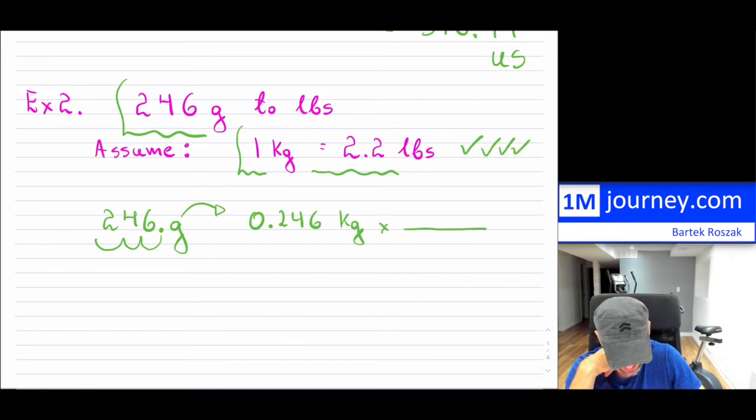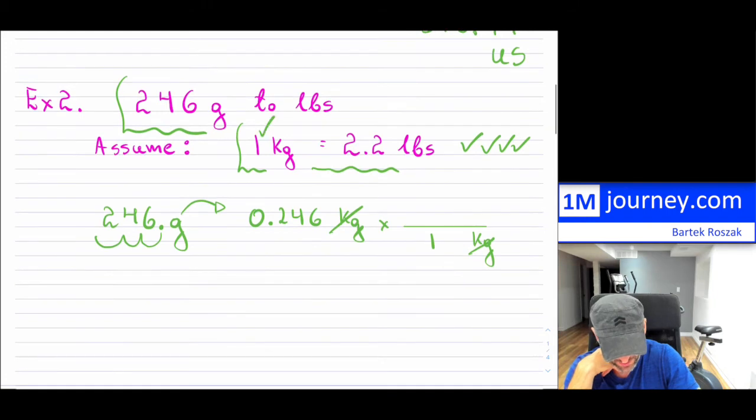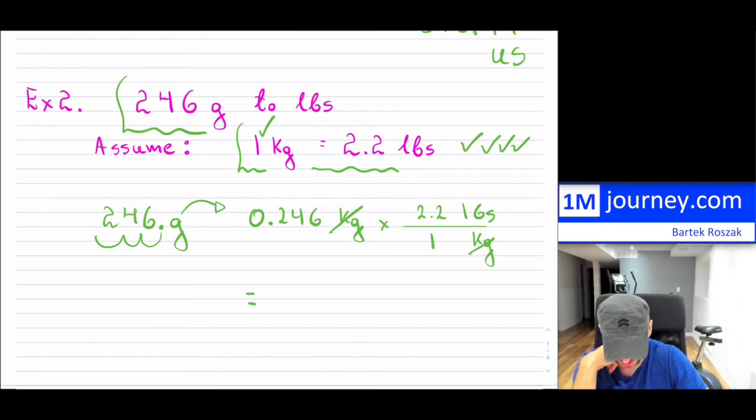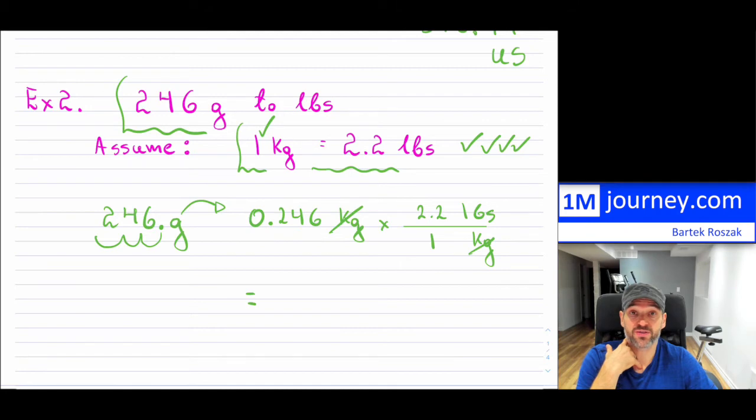So I don't want to have kilograms. I'm going to put kilograms at the bottom, so that cancels. I'm going to write the 1, so that comes from there, and I'm going to write the 2.2 pounds on top to get my cancellations out. Now, there's nothing else. I now have exactly what I wanted, which is pounds right here.